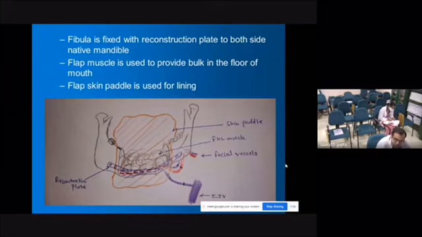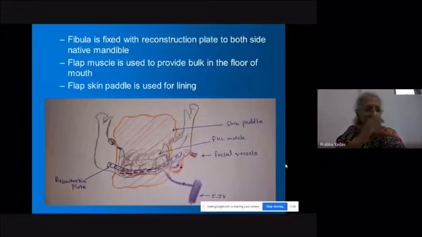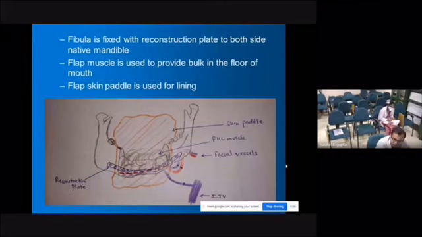Ma'am, first vein will be done, and then artery. One vein, then artery, then last vein. Okay, fine. Any particular reason? So that once artery is finished, we will open the clamp.